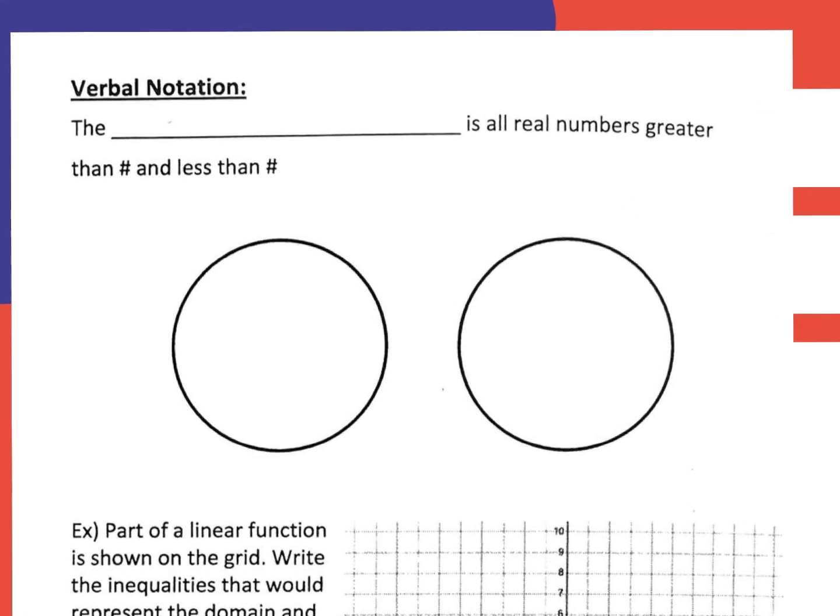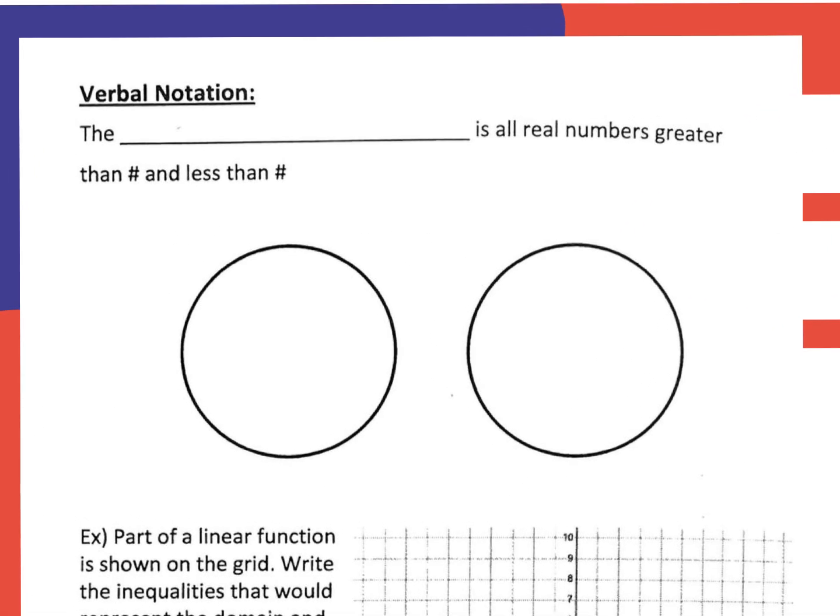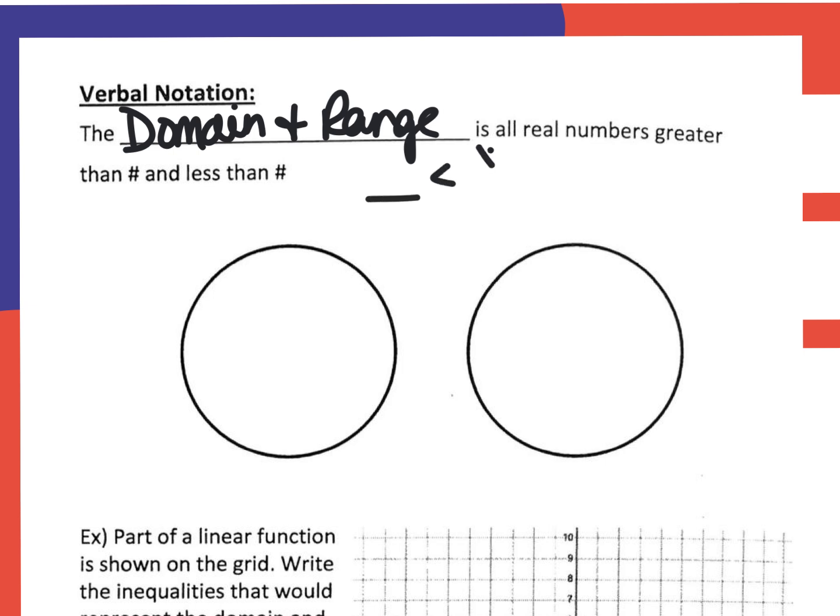So when we talk about what this means, the domain and range are going to be all real numbers greater than a number and less than a number, which is why we have our format like this, okay? Where you have x is less than some number or y is less than some bigger number, and if we read it backwards, x is greater than or y is greater than some smaller number.